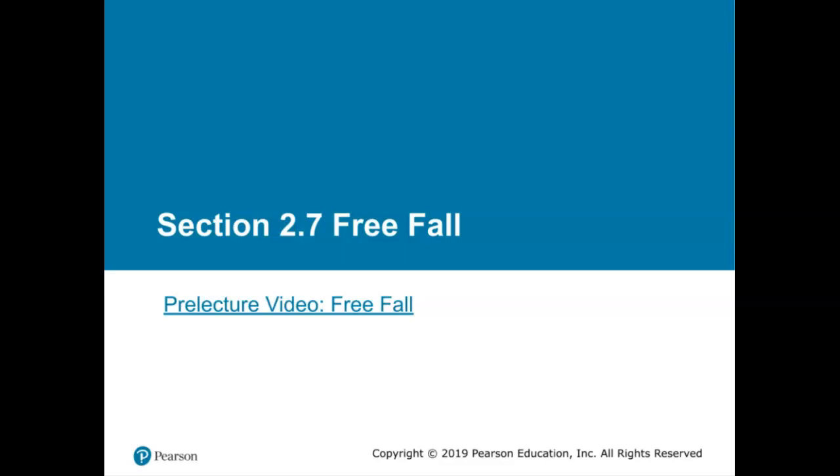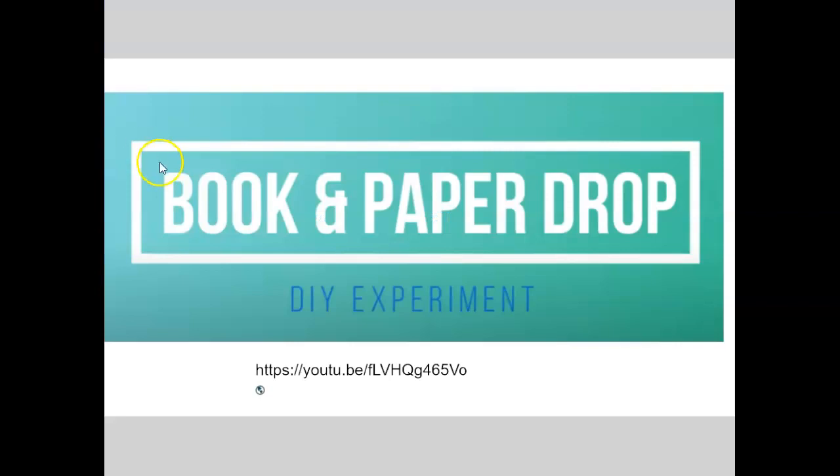Alright guys, so we're on to the next lesson. This is section 2.7 in the book, but it's a 1.4 lesson, so we're still in unit 1. We're talking about free fall now. You probably have an idea of what free fall is, so let's start by watching a video and trying to understand what's going on.